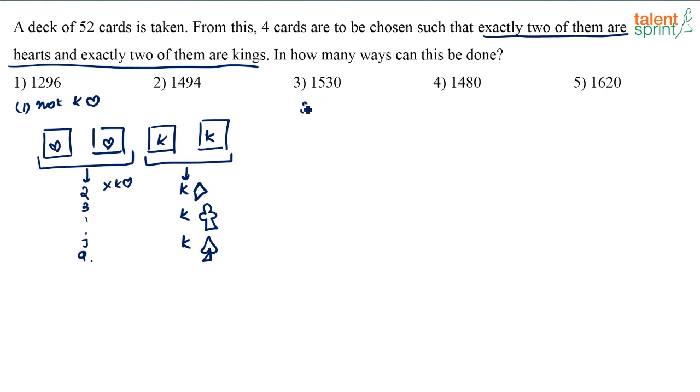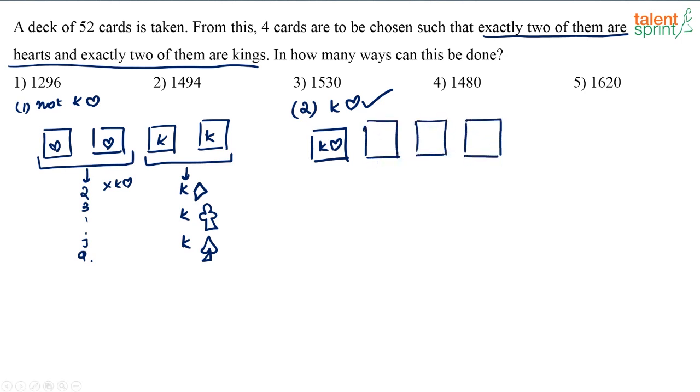Now the second case is when I am choosing a king of hearts. I have chosen one of the cards as king of hearts. So if I fix one of the cards as king of hearts, then what does that mean? I already have a heart card, I already have a king card also. So what else should I choose? When I need to take 4 cards, what is the condition? Out of these 4 cards, I need 2 hearts and 2 kings. So already now I have 1 heart and 1 king.